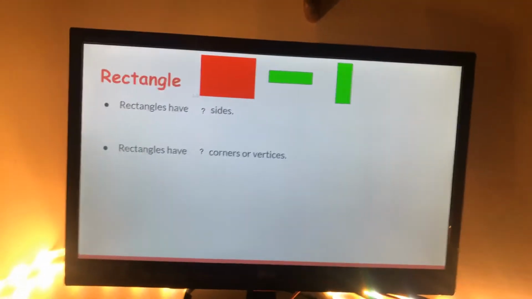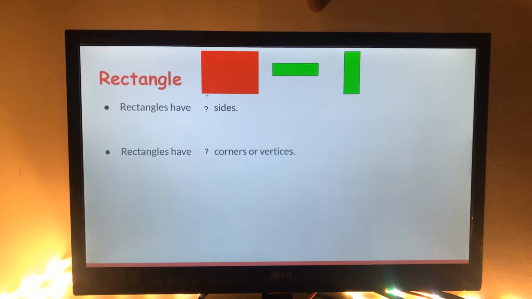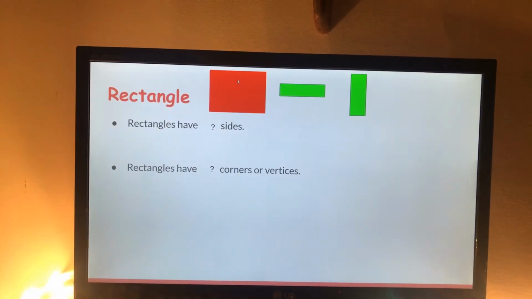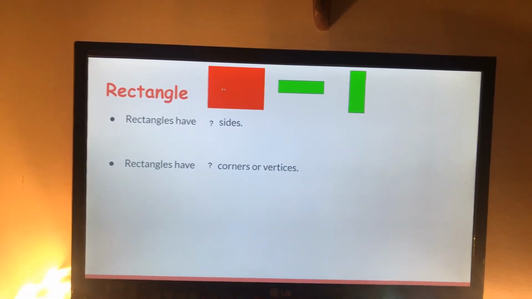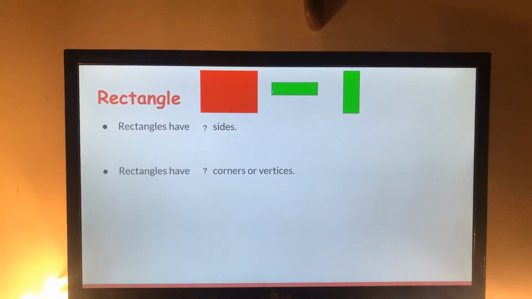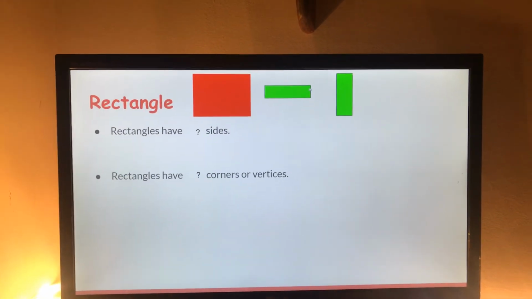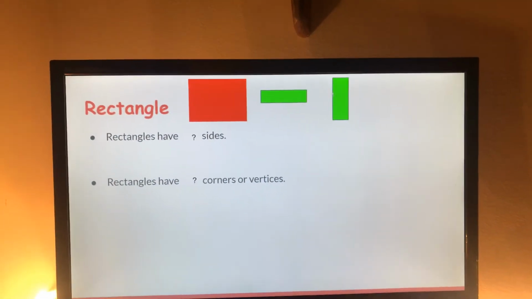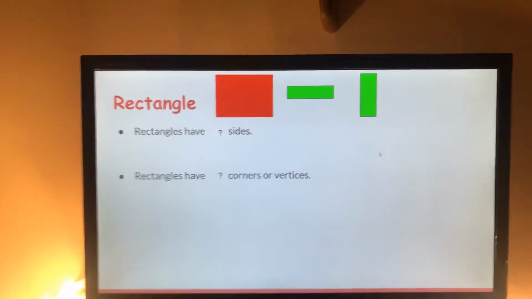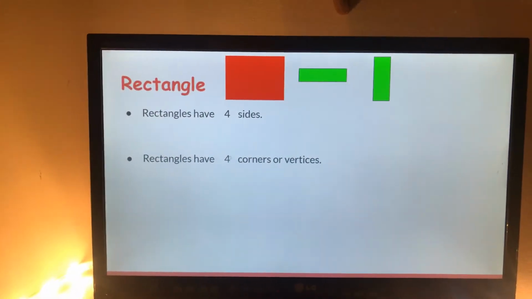Rectangles. Okay, so don't get tricked. This might look like a square, but if you look closely, this side and this side are longer. They're the same length, and this side and this side are a little bit shorter. They're the same. So it doesn't matter if this part is short and this part is long. It's still a rectangle. Or it could be this side is long and these sides are short. It's still a rectangle. So how many sides does a rectangle have? It has 4 sides. How many corners and vertices? Easy, 4.